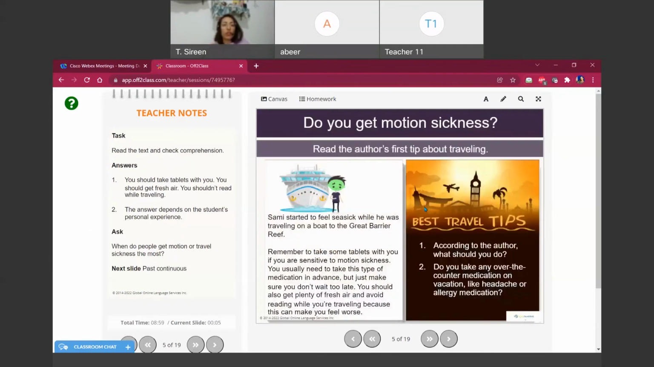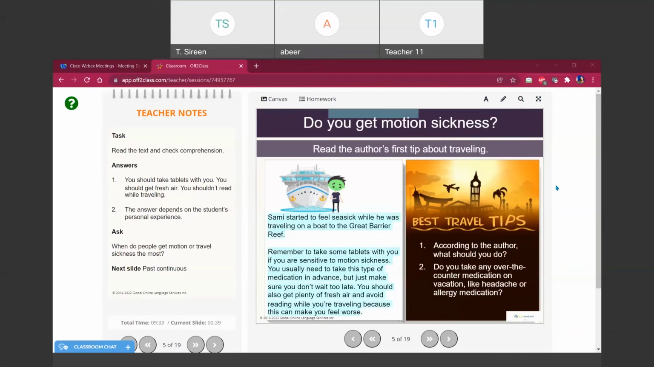So here, we've got here, do you get motion sickness? Read the author's first tip about traveling. Let's read and we will answer these questions. تمام؟ يلا, I want you to read first. إذا في كلمة مش واضحة, just let me know. Sammy started to feel seasick while he was traveling on a boat on the Great Barrier Reef. Remember to take some tablets with you if you are sensitive to motion sickness.